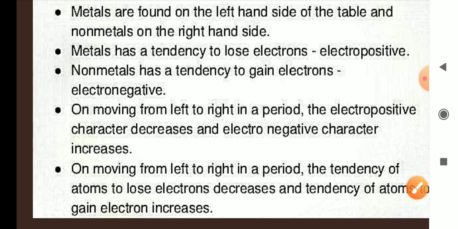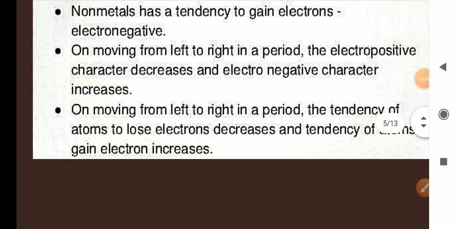Metals are found on the left hand side of the table and non-metals on the right hand side. Metals have a tendency to lose electrons and become electropositive. Non-metals have a tendency to gain electrons and become electronegative. On moving from left to right in a period, the electropositive character decreases and electronegative character will be increased.